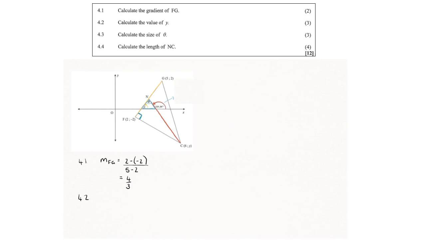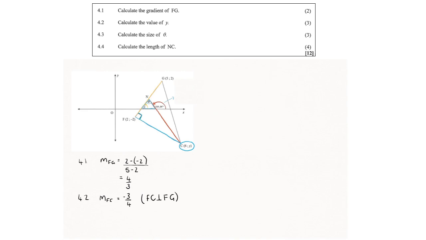And we can determine the gradient of FC since FC is perpendicular to FG. We know the gradient of FG is 4/3, and then the gradient of FC will be the negative reciprocal of FG, and that's equal to -3/4. And now we can determine y by using the gradient formula.